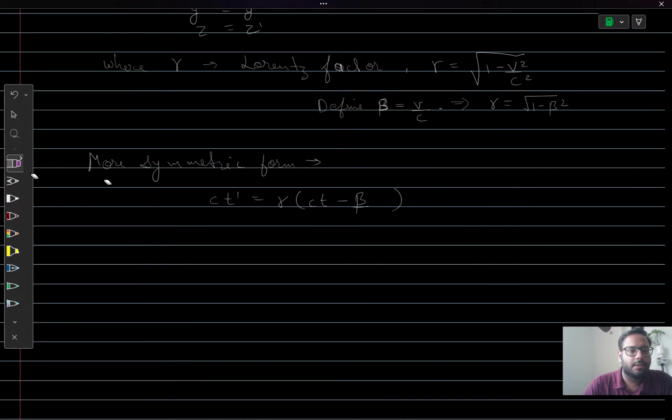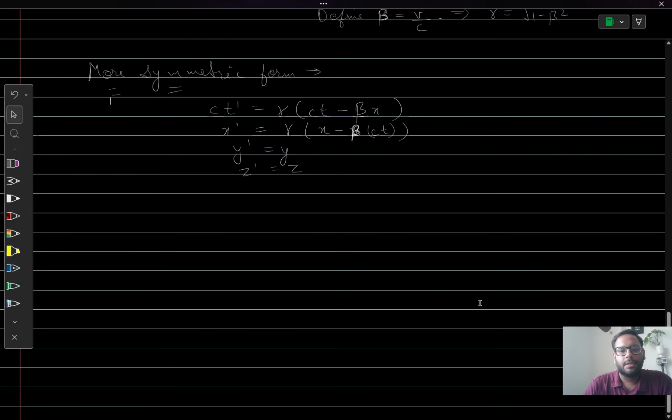We are just writing the Lorentz transformation equations, not the inverse Lorentz transformation equations. It is just x. Similarly, you can write this equation as x minus v by c, and you will see that again you can write it in beta form, but now there will be a ct, and similarly this will not be changed. Okay, this is in more symmetric form.